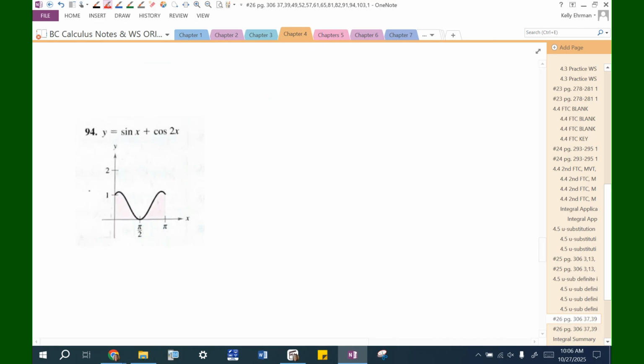Sine x plus cosine 2x. And it looks like we're going from 0 to pi. So I've got the integral from 0 to pi of sine x plus cosine 2x dx. And remember, you can integrate separate terms. So when you separate this out, we don't need any u sub to do the integral of sine x dx. We will need a little bit of u sub to do the integral of cosine 2x dx.